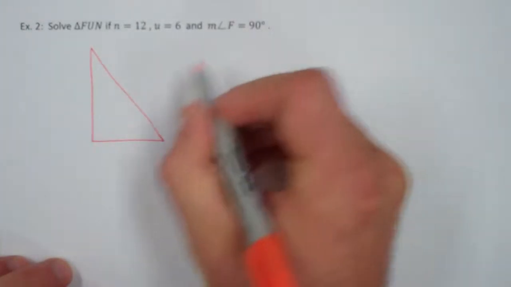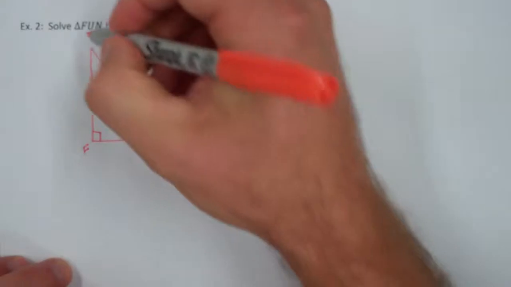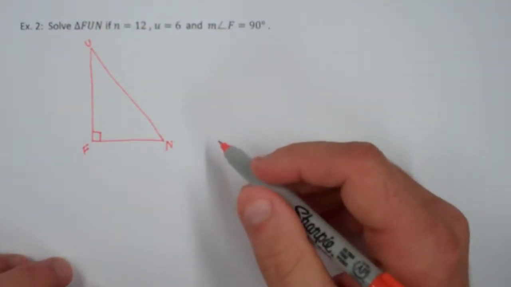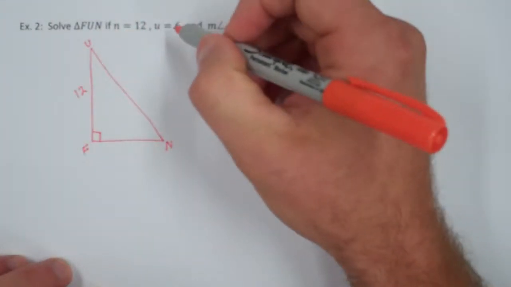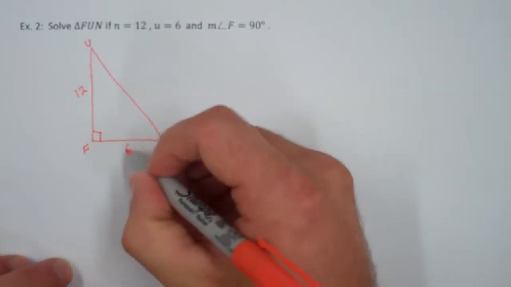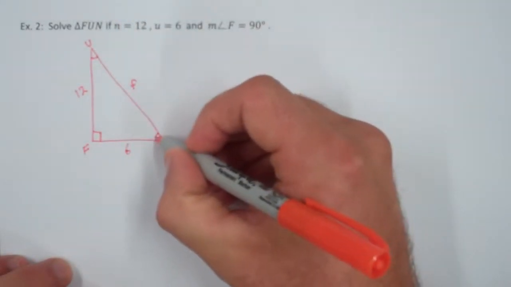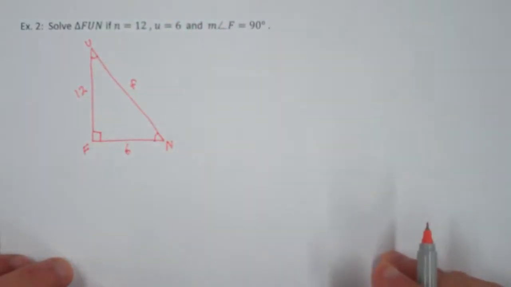So we know that measure of angle F is 90. We'll make that a right angle here. And then we could go with U here and N here. Doesn't matter too much where exactly they are. And then N is 12, so this side will be 12, and U is 6. And we don't know F here, we don't know angle U and angle N. So the three we need to find are the angle U and N, and then F.